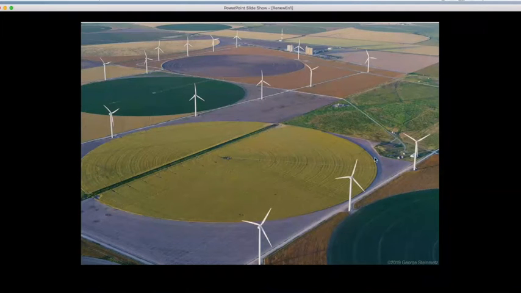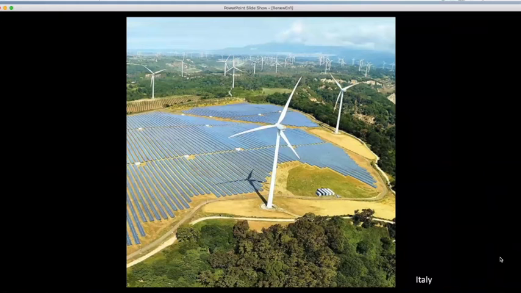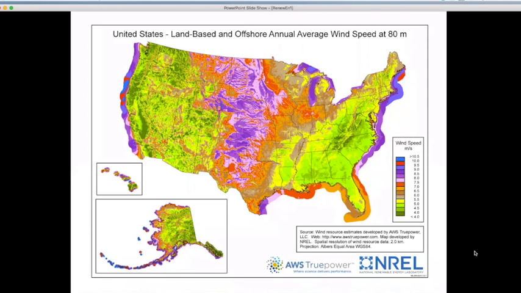Here you can see how we can farm around wind turbines. And this is actually good for the farmers because they lease the land. So they get a check from the energy company to put the wind turbines there. And they're still doing their normal job, farming. Here you can see solar panels intermingled with wind farms. Yeah, let's do both.